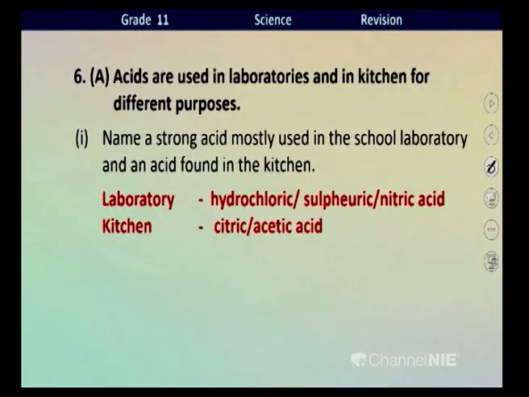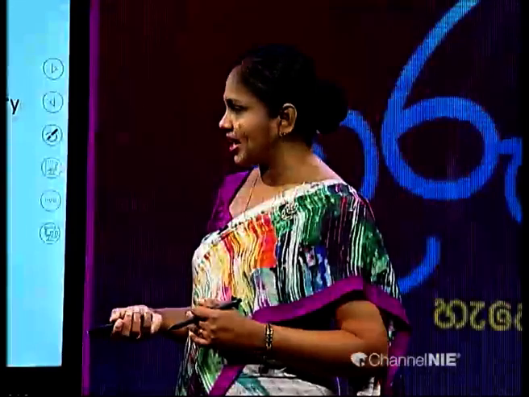You know what acetic acid is, children? Vinegar. We use vinegar in the kitchen for the preparation of food. In vinegar, the main acid is acetic acid. Citric acid is in normal lemon juice. So, these are the acids available in the kitchen, right? Okay.